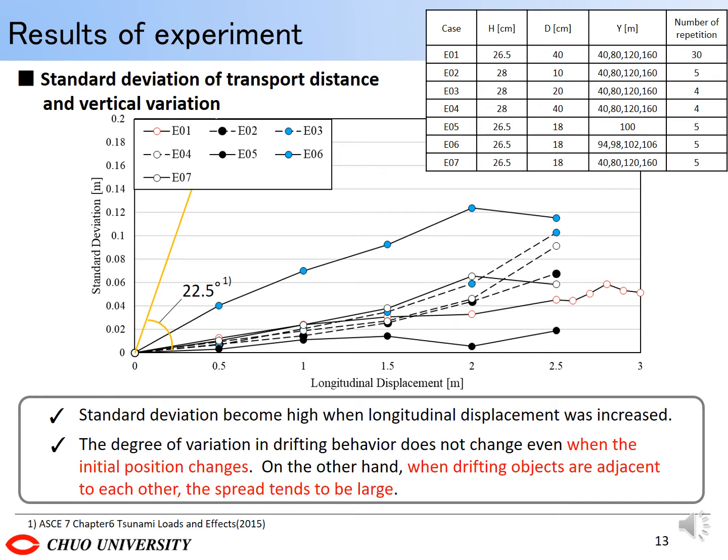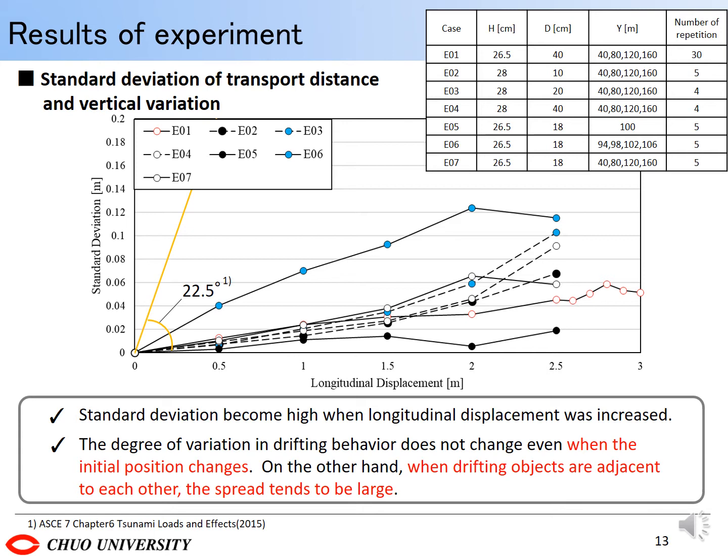The horizontal axis is the movement distance in the flow direction, and the vertical axis is the standard deviation of the variation in the direction perpendicular to the flow direction. The yellow line is the spread angle of drifting objects shown by ASCE. The spread of these experiments was smaller than that. In all cases, it can be seen that the standard deviation became high when longitudinal displacement was increased.